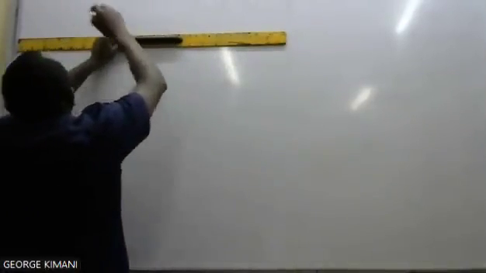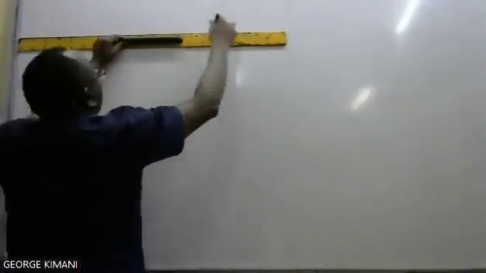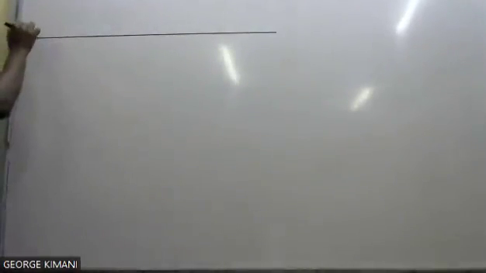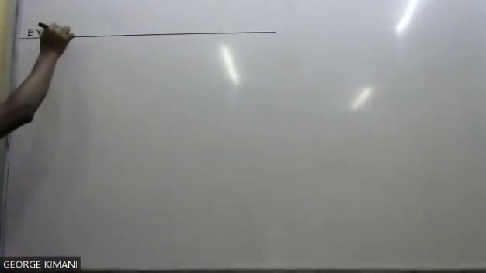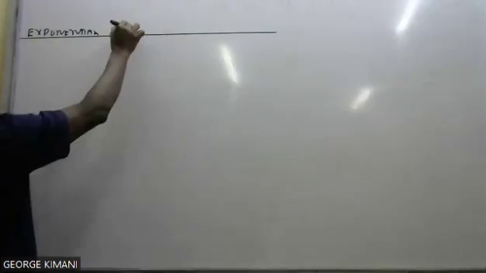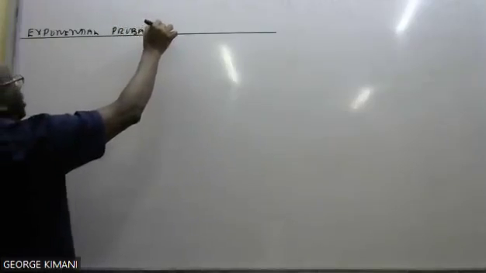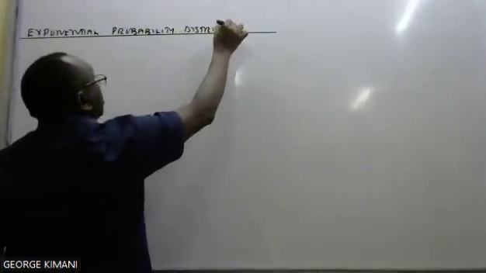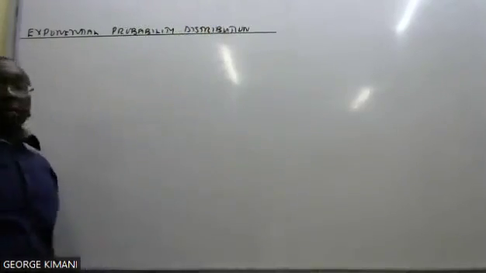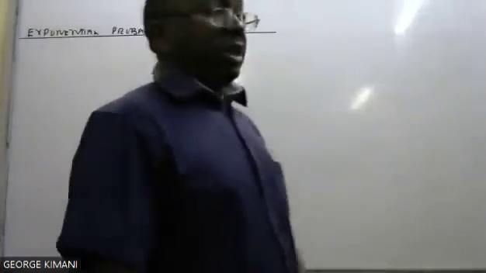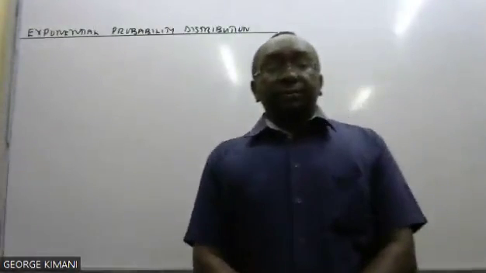So today then, we proceed with the next distribution, which is called exponential probability distribution. Exponential probability distribution.